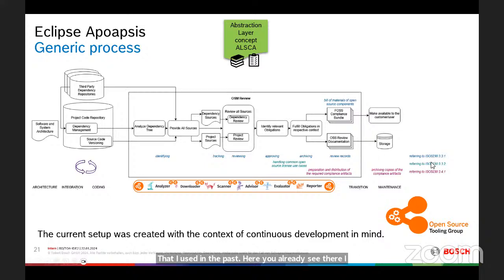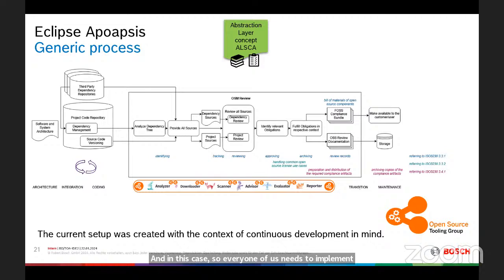And here, the generic process that I used in the past, you already see it there. I also tried to make this ISO mapping, where I said, okay, we have ISO 3.3.1, where you have the identifying, tracking, reviewing, approving, archiving, and then the review records. You have 3.3.2, handling common open source license use cases, and 3.4.1, preparation and distribution of required compliance artifacts, and archiving copies of the compliance artifacts. So this is what is coming from the OpenChain specification, and as we are now in the OpenChain webinar, I hope every one of us has some goal to reach OpenChain conformance. And in this case, everyone of us needs to implement that somehow, right?